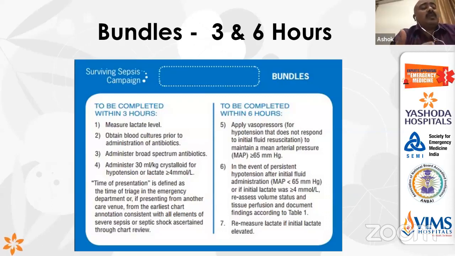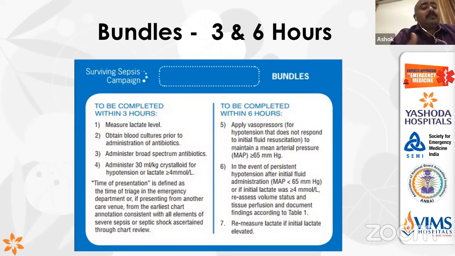So Q-SOFA is a quick assessment version of the same SOFA score. There you had 6 parameters, and here you have only 3 parameters. A score of 0 to 1, meaning only 1 parameter is altered, is not that high a risk. And 2 to 3 means you have a high risk for sepsis.